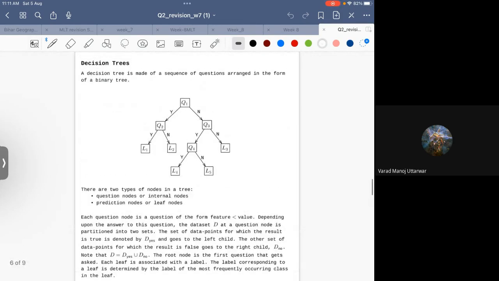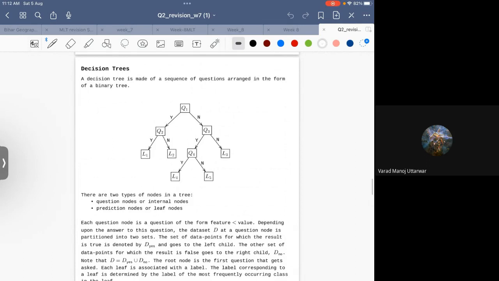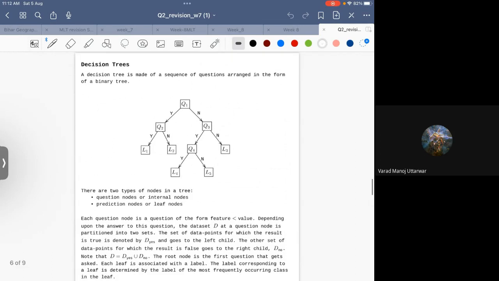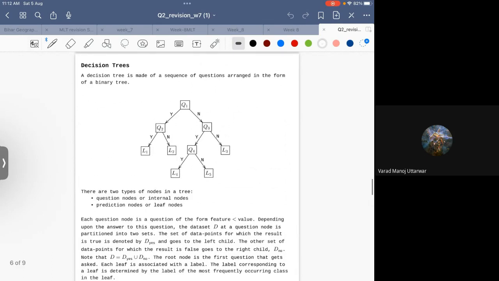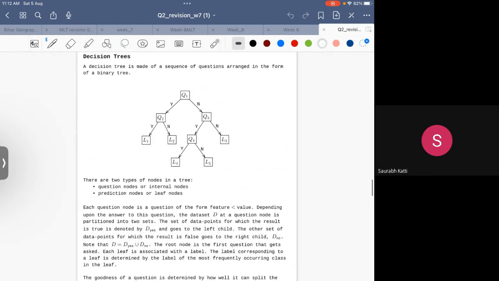And here also, what are the hyperparameters for this decision tree? What are the hyperparameters for this decision tree? Depth. Yeah, so depth, and if you started increasing the depth, what will happen? Overfitting.